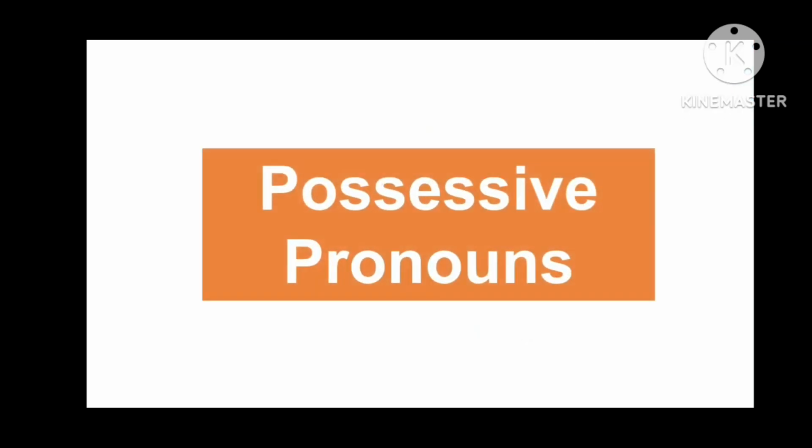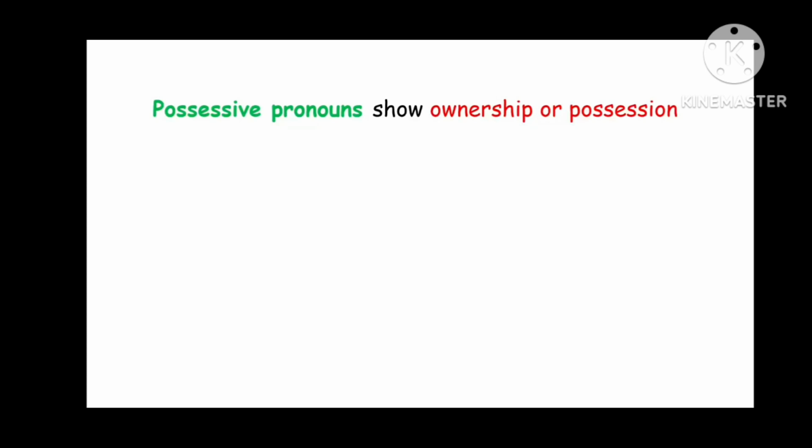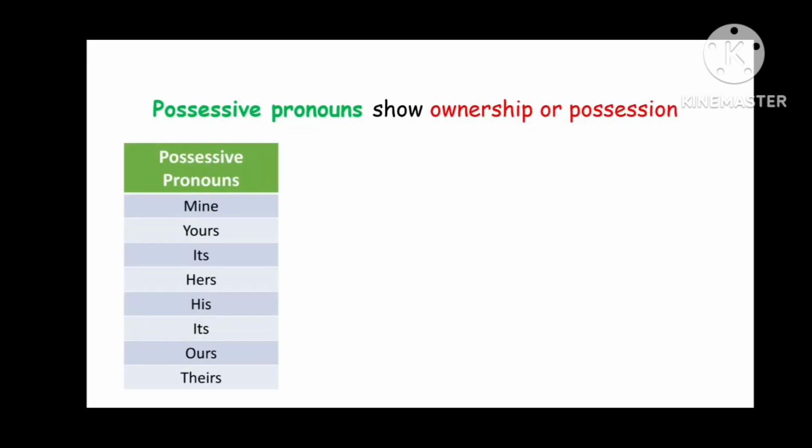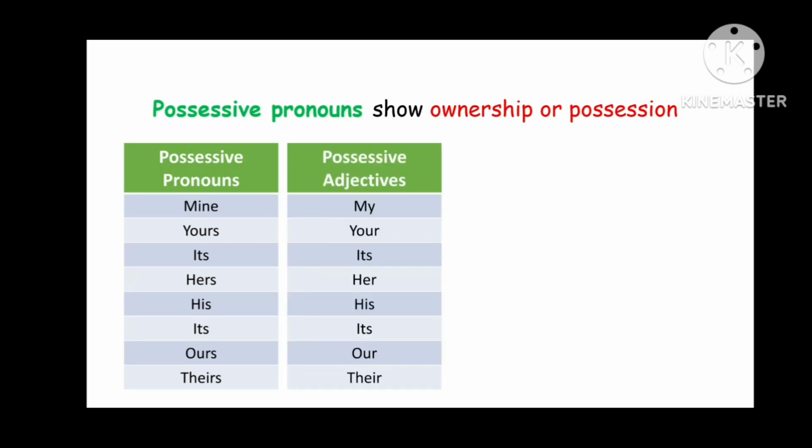Next, we have possessive pronouns. Possessive pronouns show ownership or possession. They show that somebody owns something. Mine, yours, its, hers, his, its, ours, theirs are possessive pronouns. We also have possessive adjectives. My, your, its, her, his, its, our, their are possessive adjectives, and students often get confused between these two.